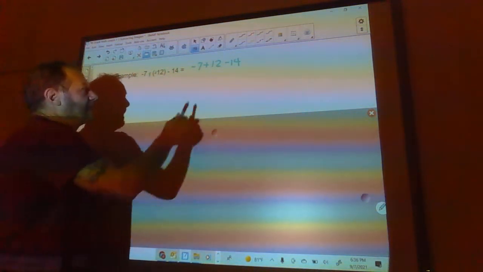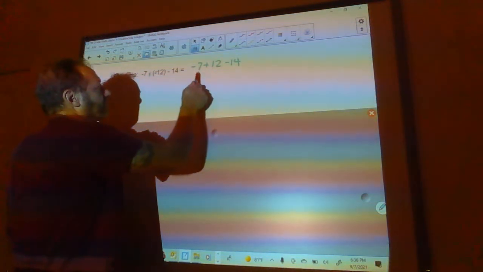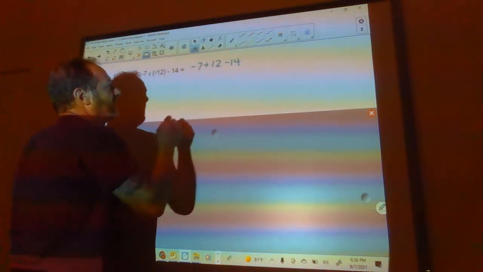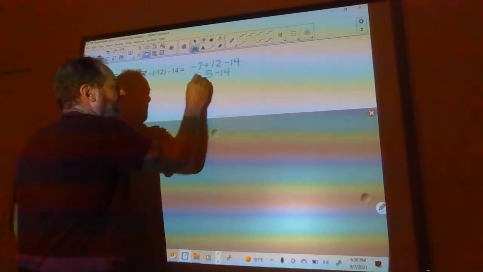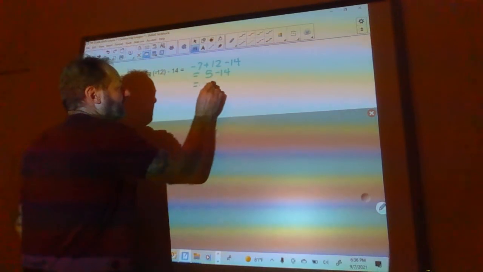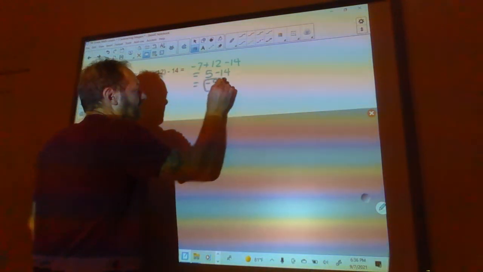Okay, so now it's all just addition and subtraction. You just work left to right. So negative 7 plus 12, that's 5. Minus 14, and that's going to be negative 9.